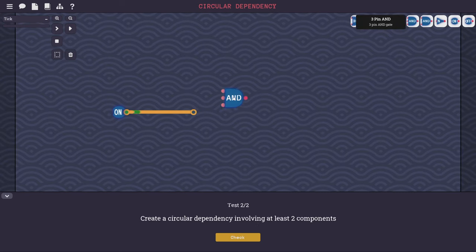Okay, so let's do a three input AND gate here. Let's do an OR gate down here.